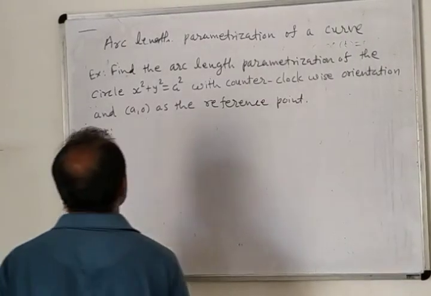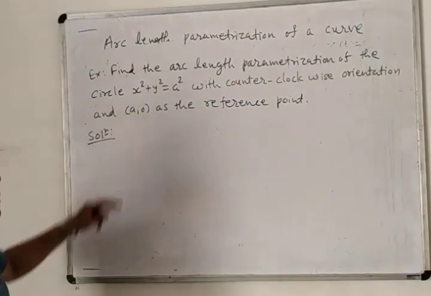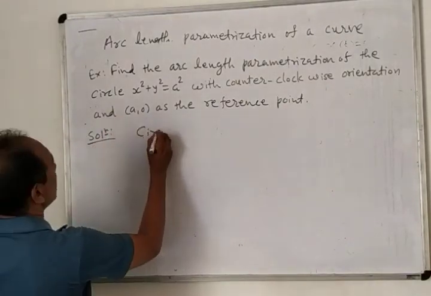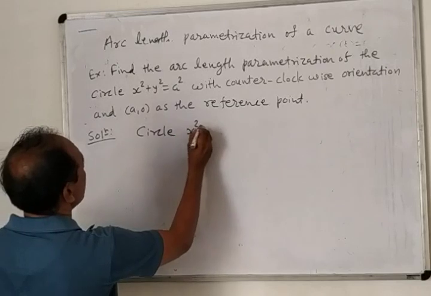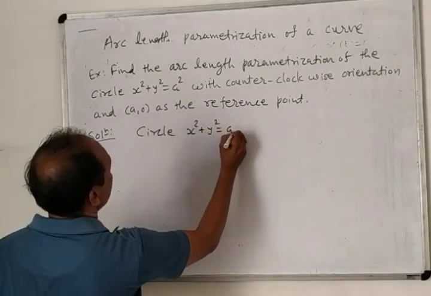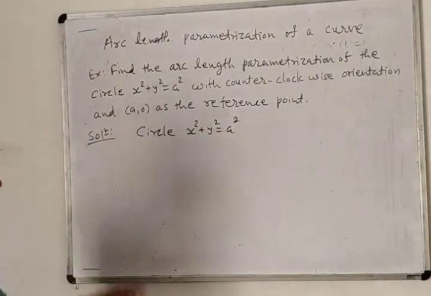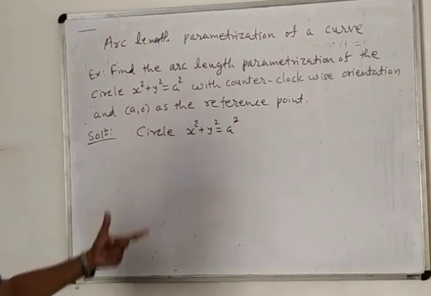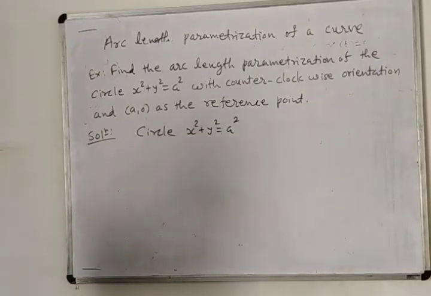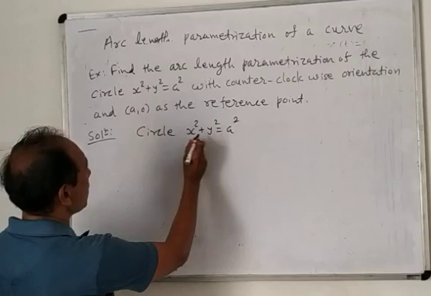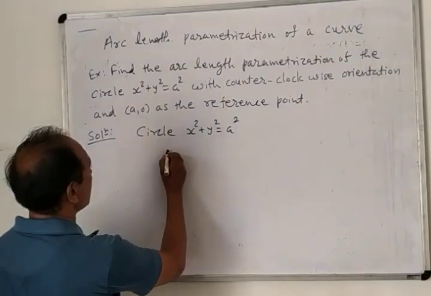So here we are given the equation of the circle. What is given? That you write down first. We are given this one, so we will write down its parametric equations. In the last lecture we have already seen how to write down the parametric equation of a circle.